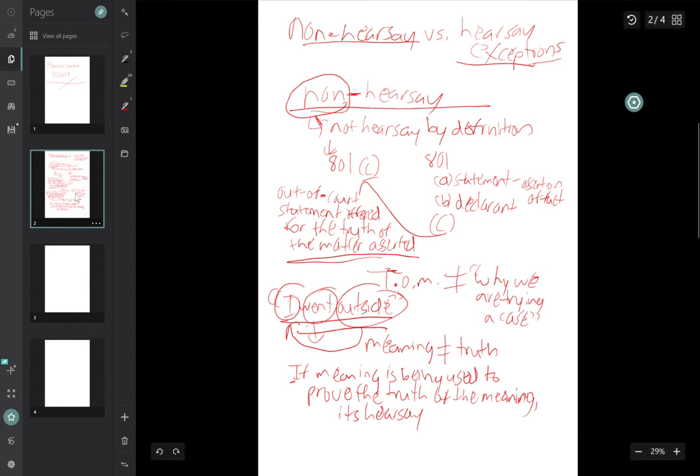So if the meaning of the statement is being used to prove the truth of the meaning, then it's hearsay. What do I mean by that? If the statement, I went outside, is being used to prove that I went outside, that's the hearsay. And that's the danger.